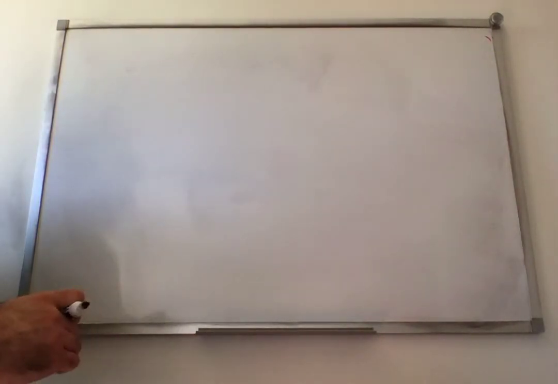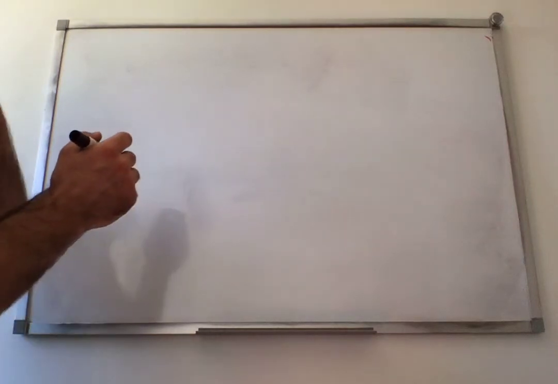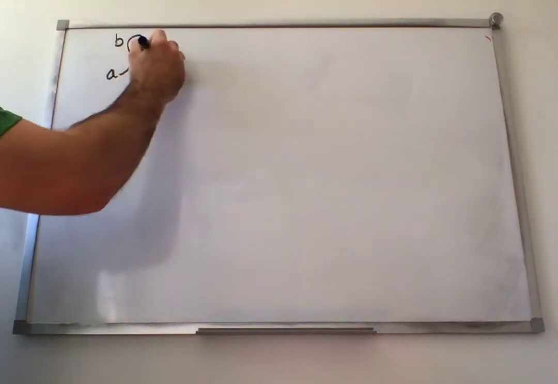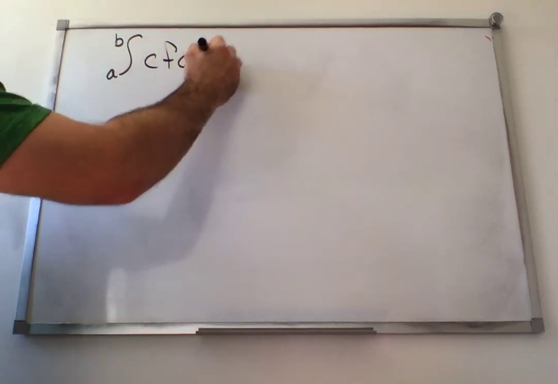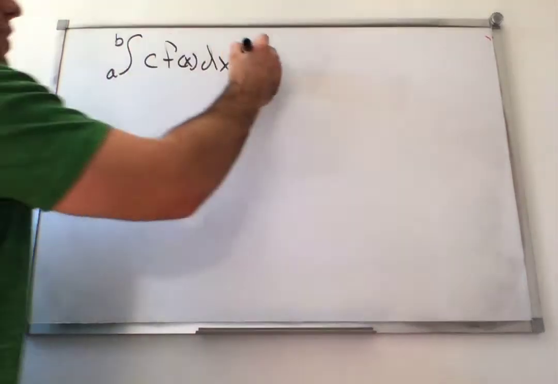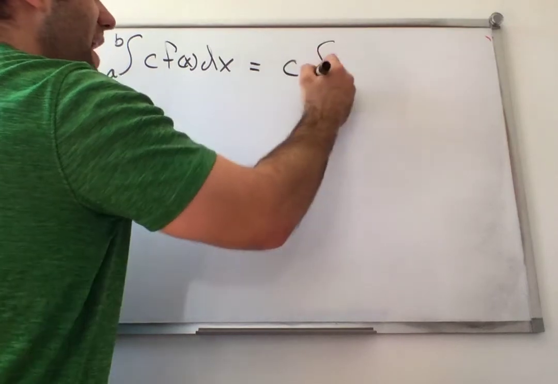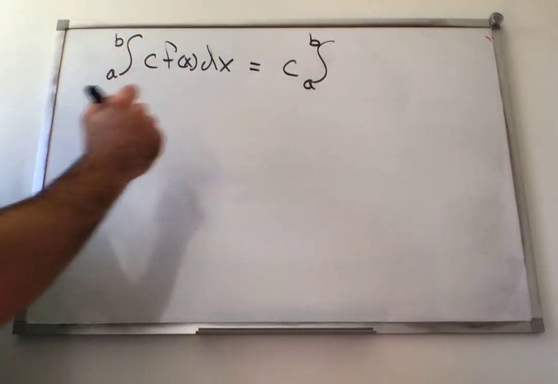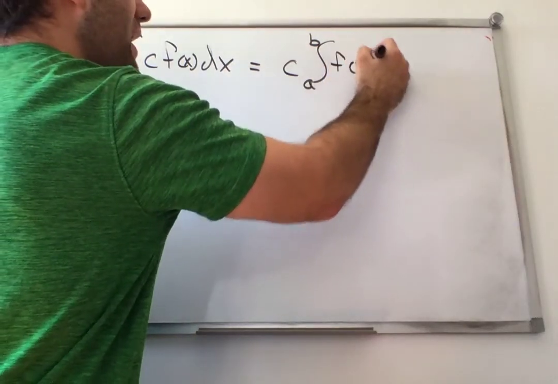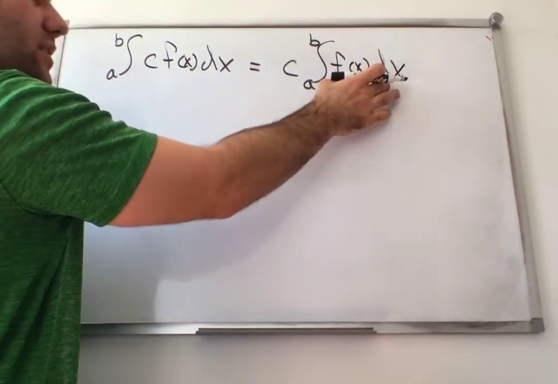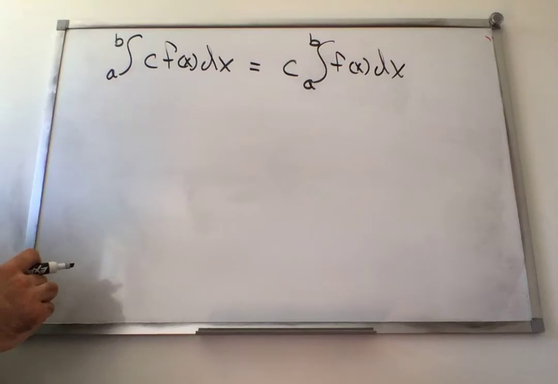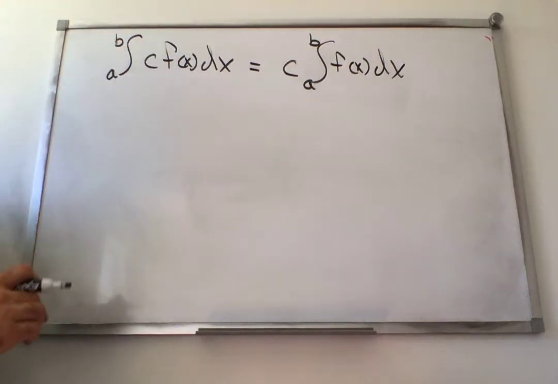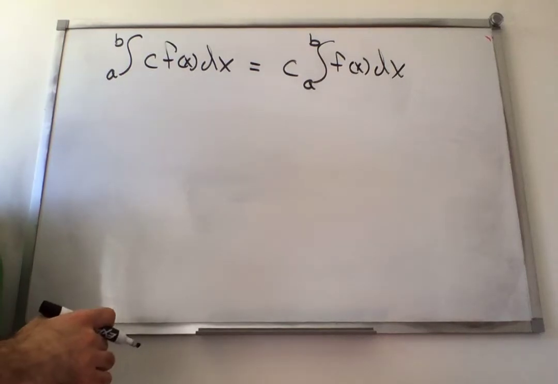See, the third one says that the integral from a to b of c times a function, so c is just the constant, well, I could factor the c out since it has nothing to do with the function itself. It's just the constant. I could evaluate the integral first, then multiply it by the constant. Or I could take the constant, multiply it by the function, then do the integral. They're both the same thing.